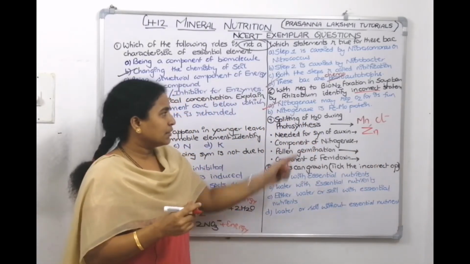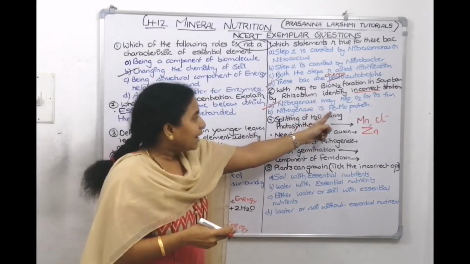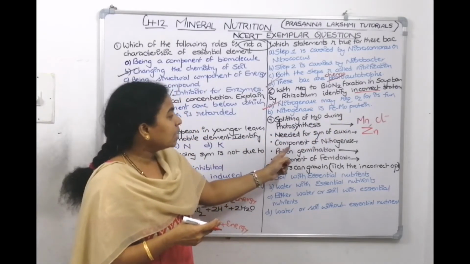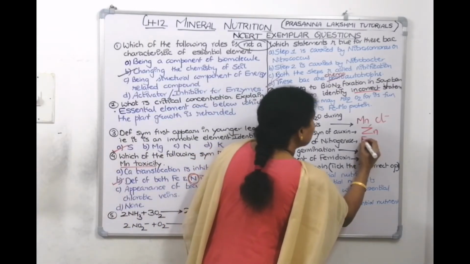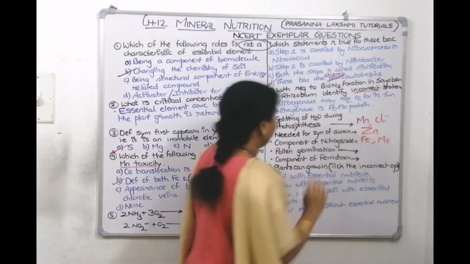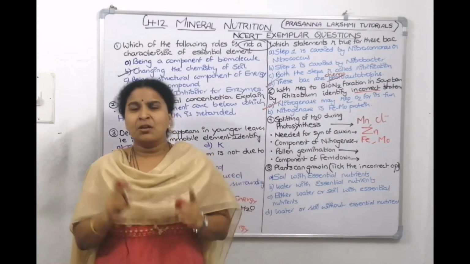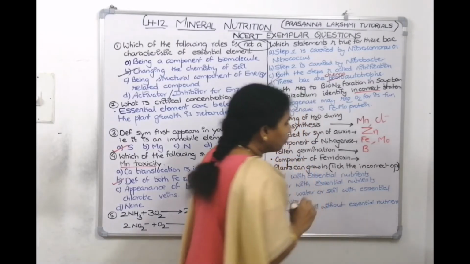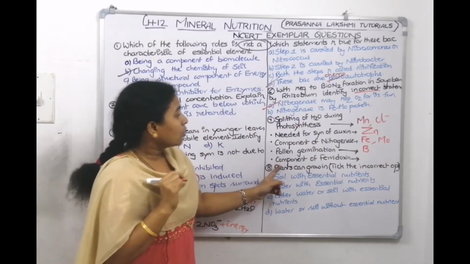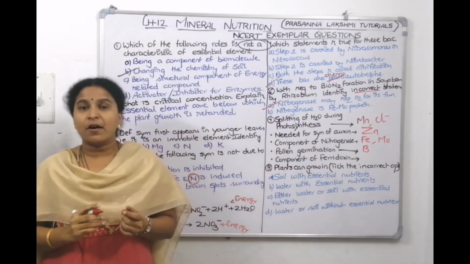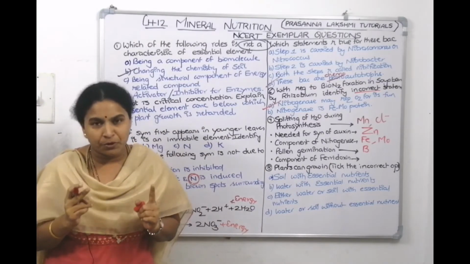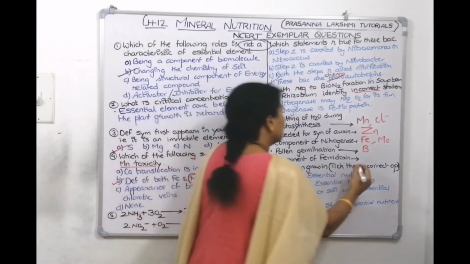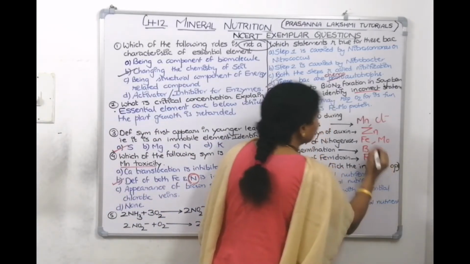Component of nitrogenase. Here we came across that iron is a component of nitrogenase. Molybdenum is a component of nitrogenase. So what should I give as the answer? Component of nitrogenase means iron and molybdenum. Pollen germination. Boron helps in pollen germination, right? Component of ferredoxin. Ferredoxin is called an iron sulfur protein. Component means iron is also the component, sulfur is also the component. So write down iron and sulfur.